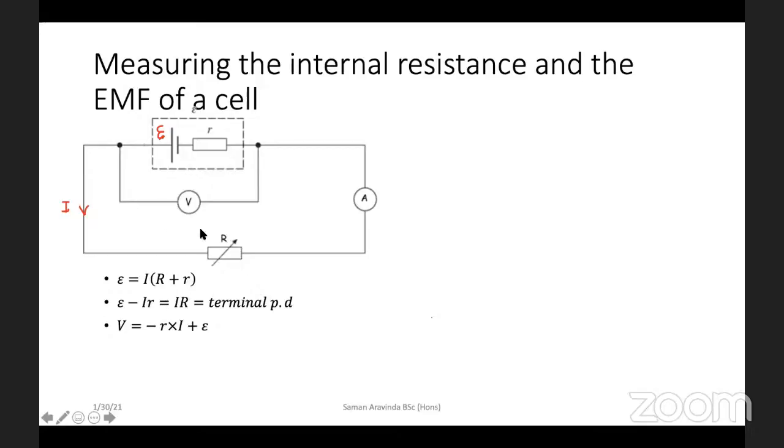I capital R is measured by what? It is measured by the voltmeter, isn't it? The voltmeter is connected across the terminals, so it is in parallel to the resistance. So that is the terminal potential difference, V. And I rearrange this formula, so V is equal to minus small r times I plus epsilon. Yeah, isn't it? So r times I is the voltage drop across the internal resistance.